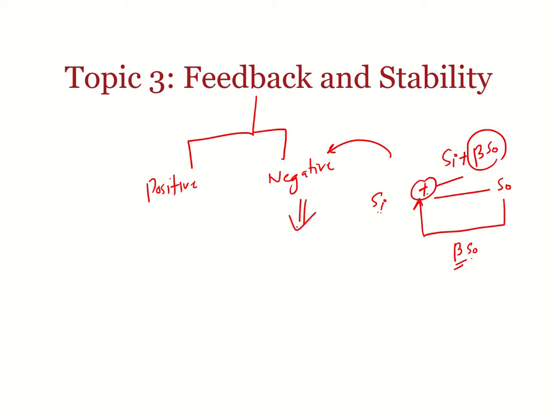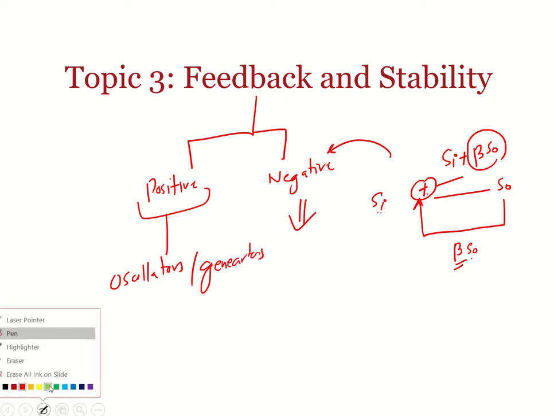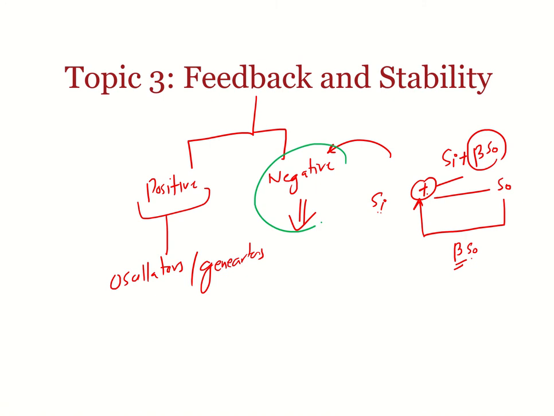We mostly use negative feedback for the design of op-amps and amplifiers, and positive feedback is mostly used for the design of oscillators and generators. So usually we use this. The focus of this chapter and of this course will be more on negative feedback, so we will see negative feedback in more detail.